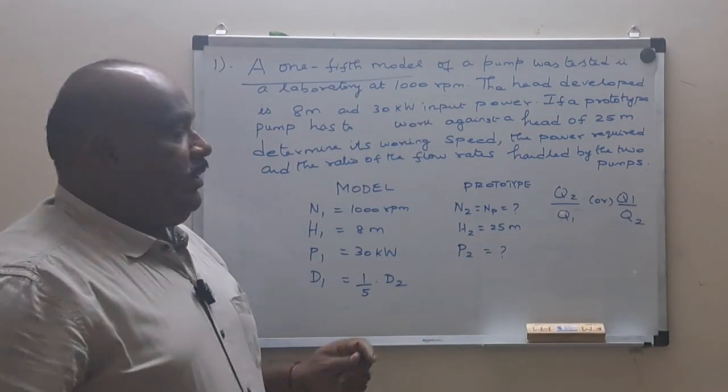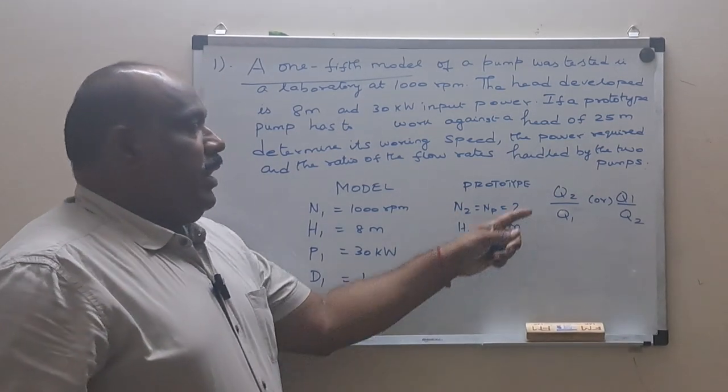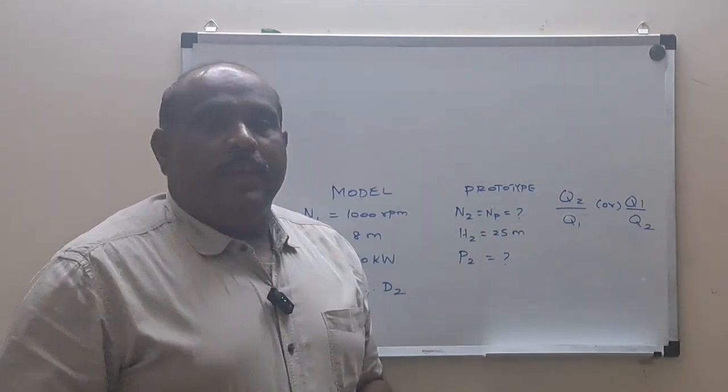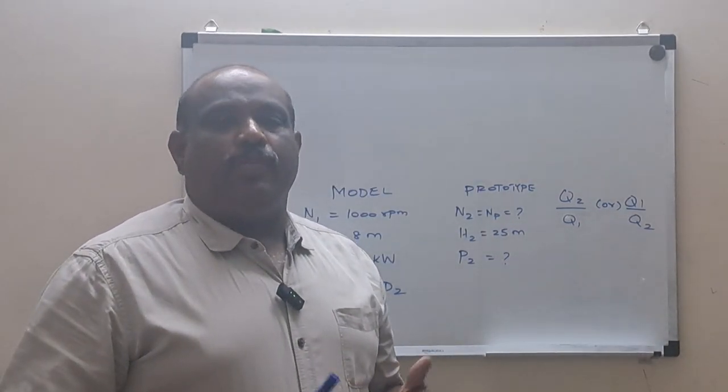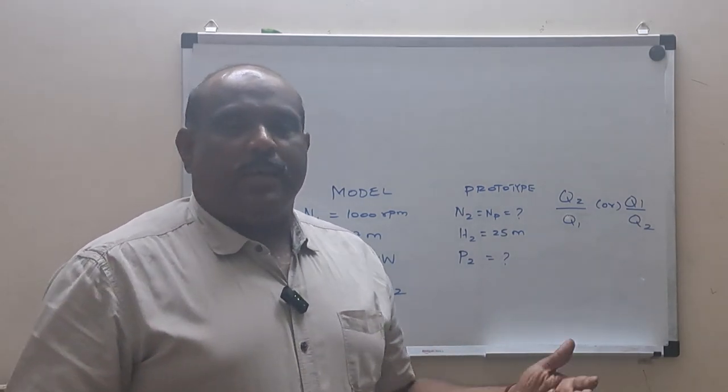Based on this, what do we want to find? We want to find the speed of the prototype. We want to find the power required for the prototype and the ratio of the flow rates. Okay. In continuing further, if you know the formula directly, we can substitute. But let us derive it within 2 minutes. It will not take much time.